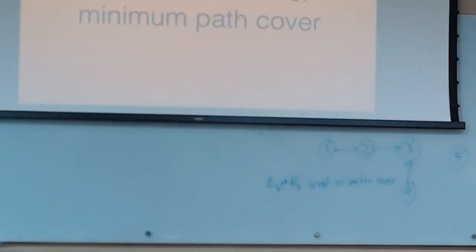Yeah, there can be cycles. The path cannot repeat a node. Yeah, it's the same problem as before. So it's always one, right? The minimum path cover. Why? Because there's always a Hamiltonian path in the directed complete graph. Why? Because it is known.